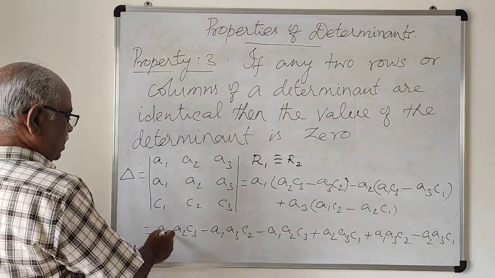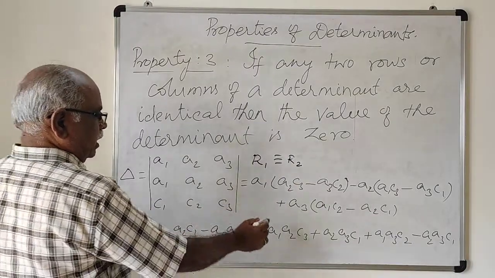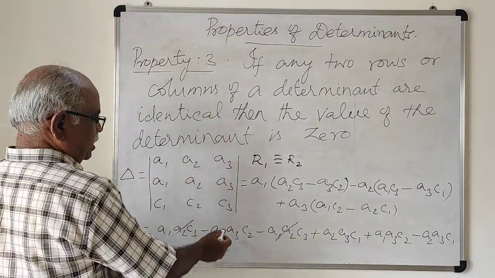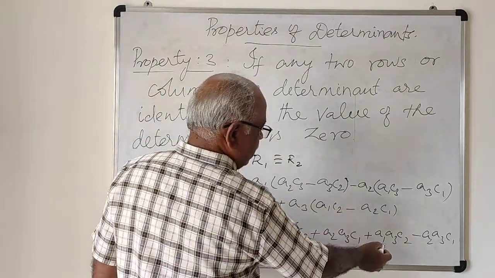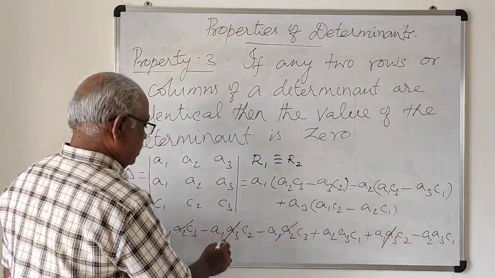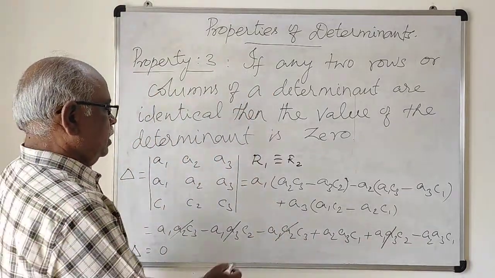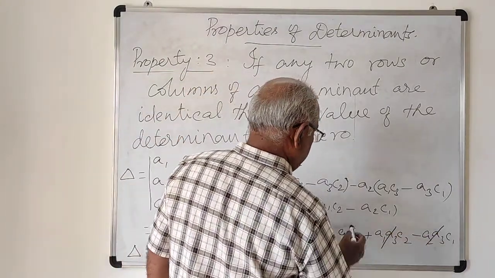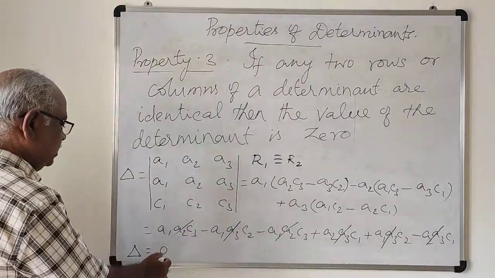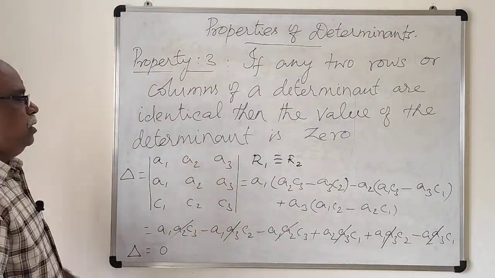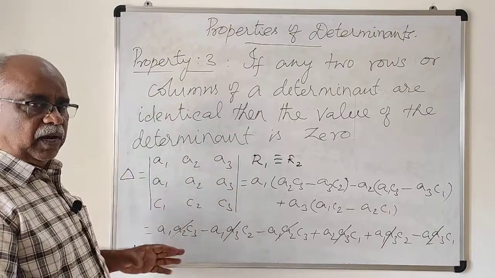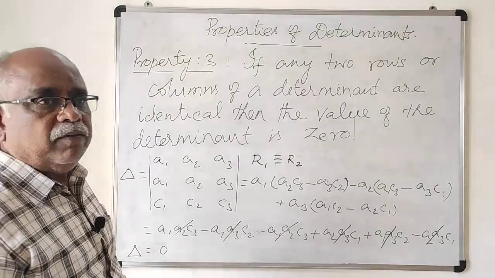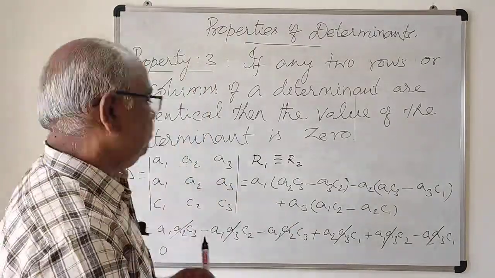See here, A1 A2 C3 minus A1 A2 C3, these two terms cancel. And minus A1 A3 C2 plus A1 A3 C2, these two terms get cancelled. Plus A2 A3 C1 minus A2 A3 C1, the terms are cancelled, we get 0. So delta value is 0. So if any two rows, similarly columns, are identical, then the value of the determinant is 0. This is the third property, and we will justify this property with an example.